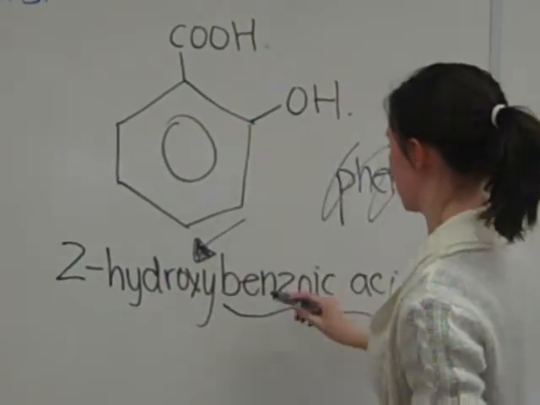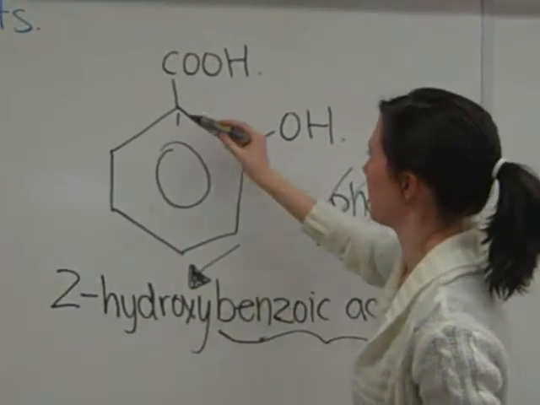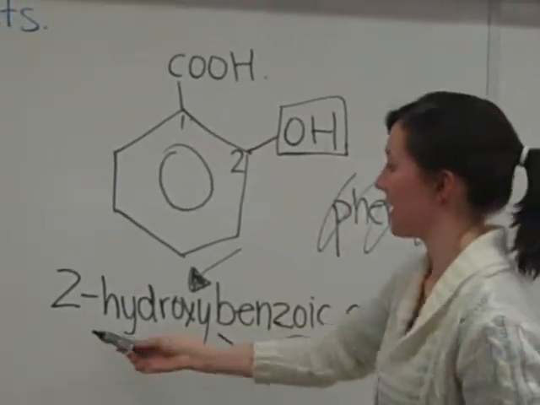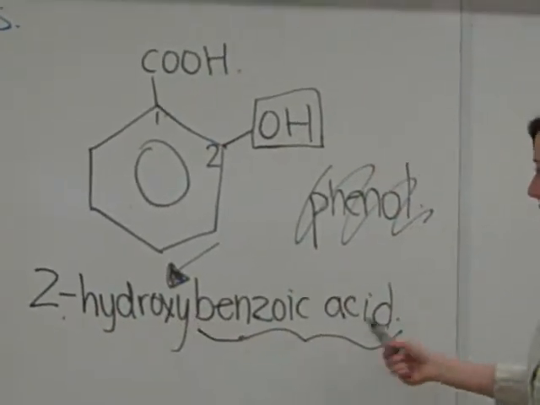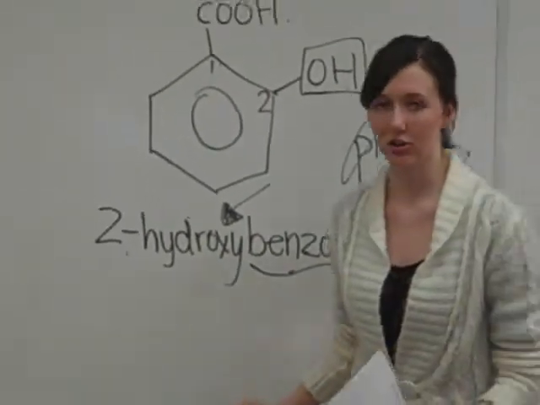And because the root is with the carboxylic acid, we put the first carbon here, the second carbon at the alcohol group, and we call it 2-hydroxybenzoic acid. And those are all the examples for substituents. Now we'll be moving on to reactions.